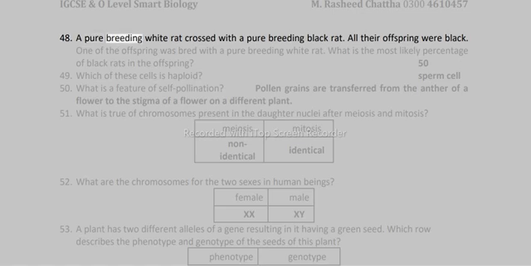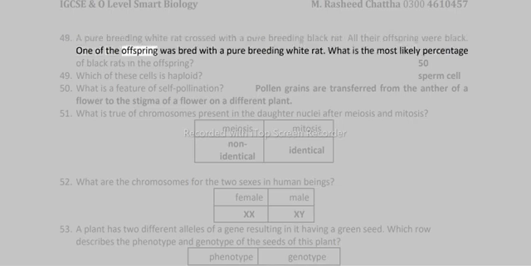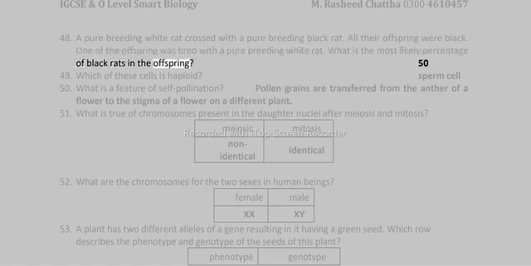48. A pure-breeding white rat is crossed with a pure-breeding black rat. All their offspring were black. One of the offspring was bred with a pure-breeding white rat. What is the most likely percentage of black rats in the offspring? 50%. 49. Which of these cells is haploid? Sperm cell.